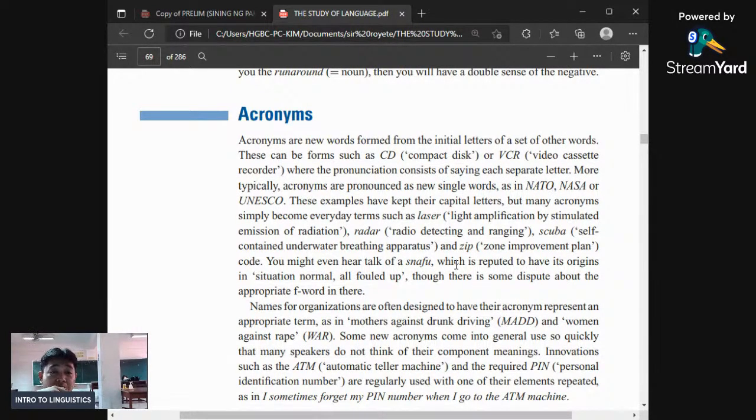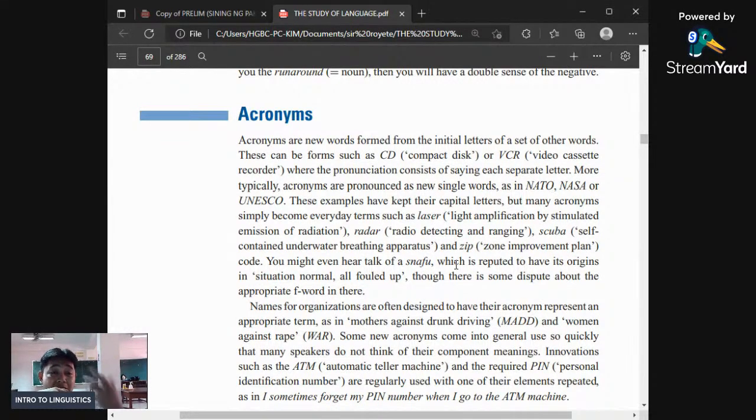More typical acronyms are pronounced as new single words, such as NATO, NASA, and UNESCO. Alright, so pagka CD, VCR, ang tawag, special word natin doon is initialism. Initialism kasi ini-initial natin siya. Pero kapag binabanggit natin yung word, it is called acronyms, like NATO, NASA, UNESCO. Pero pagka iniisa-isa natin, CD, VCR, APM, alright? So ang tawag doon ay initialism kasi ini-initial natin siya. So that's the difference between the two.